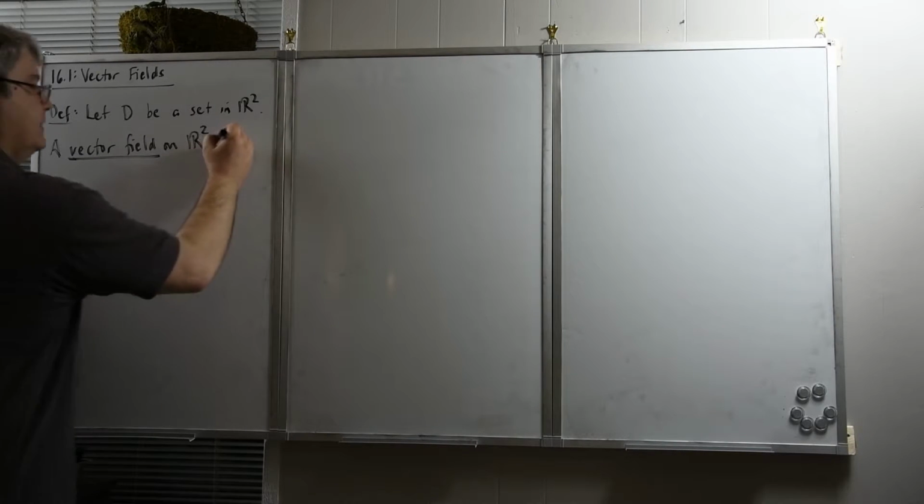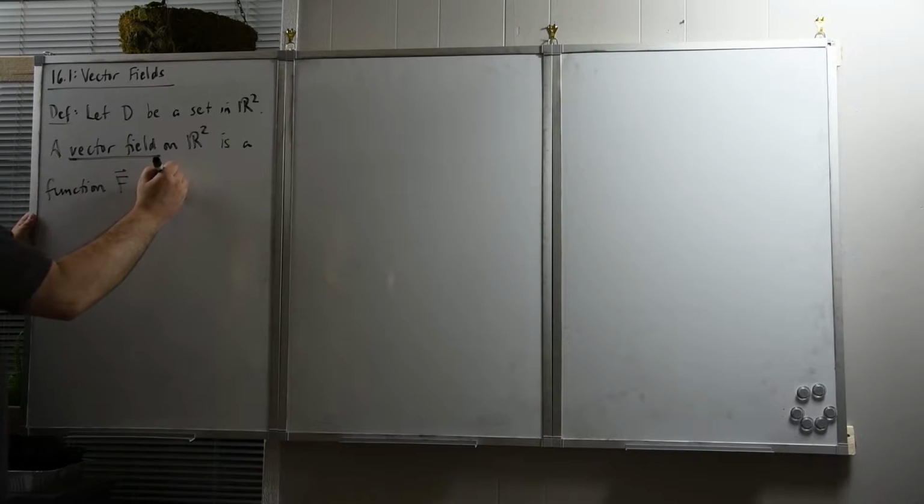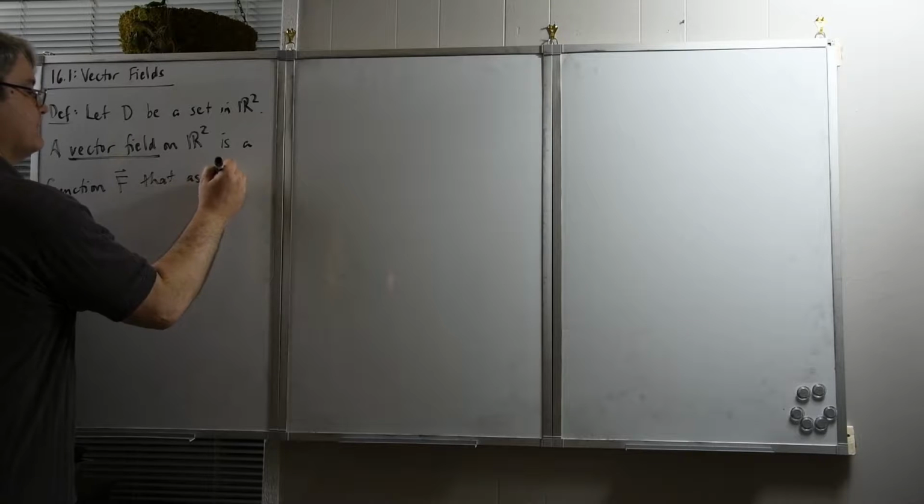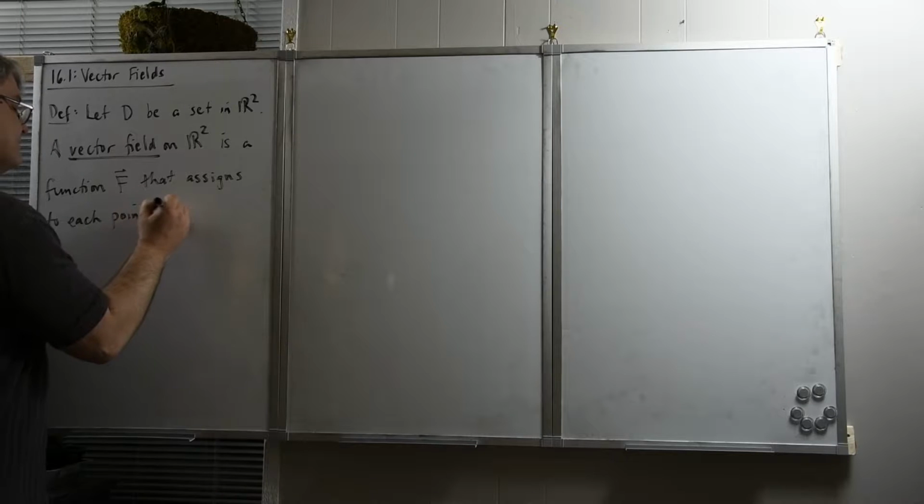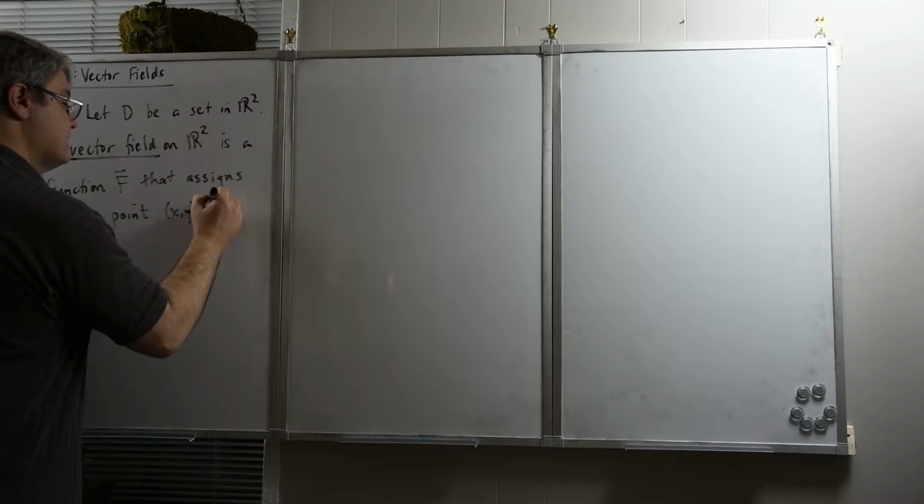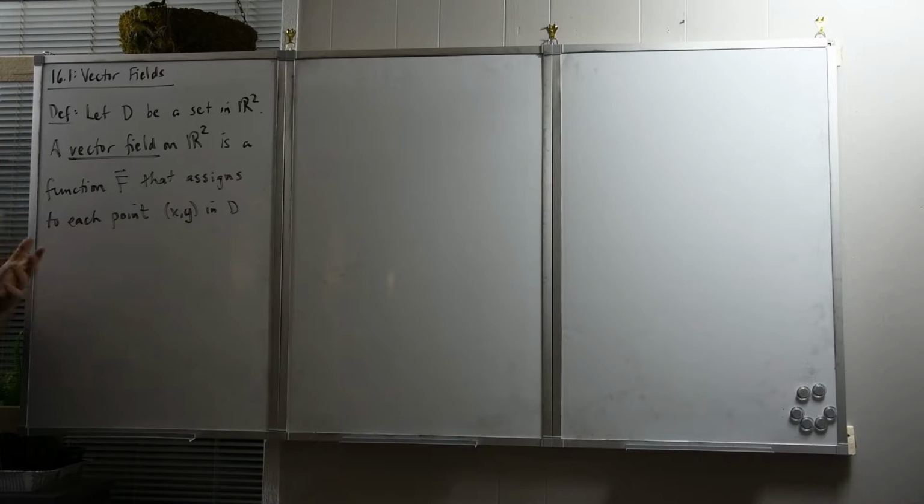is a function f. That's going to assign to each point in D some sort of vector that we're going to call big F of x, y. This is a two-dimensional vector.